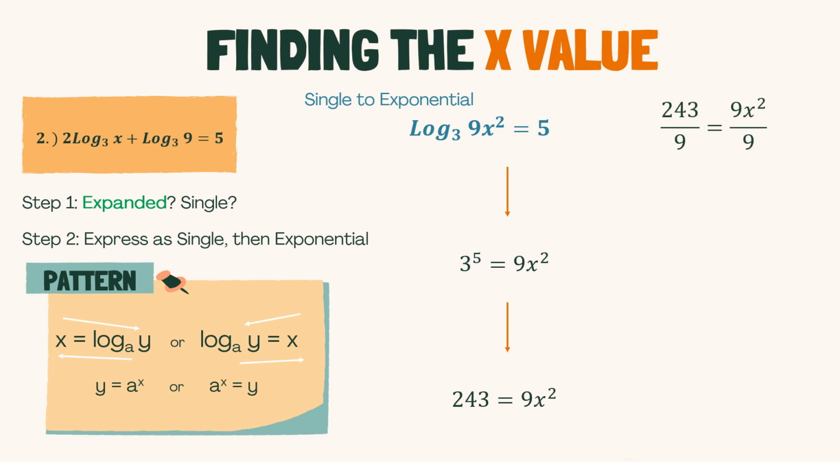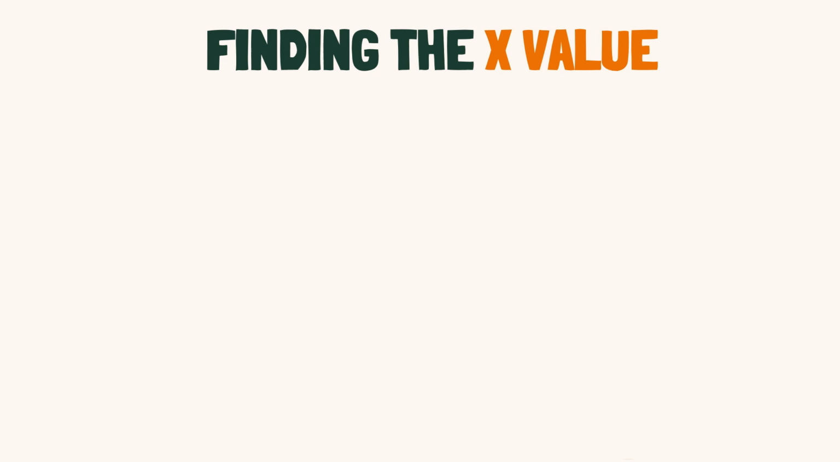Divide both sides by 9 to remove any numerical coefficient beside x, which results to 27 equals x squared. Take the square root of both sides to remove the exponent of x, making it the square root of 27 equals x. That is still not the final answer, as the square root of 27 can still be simplified into 3 times the square root of 3, which is the final answer for the example.